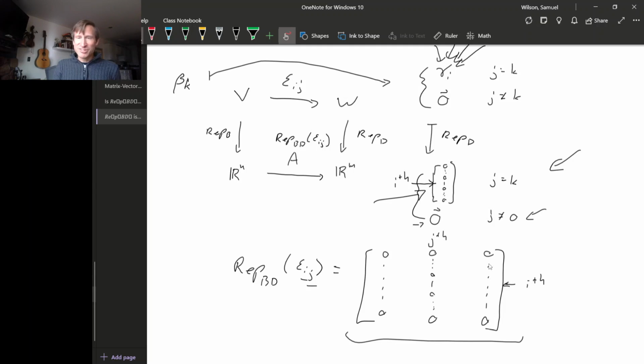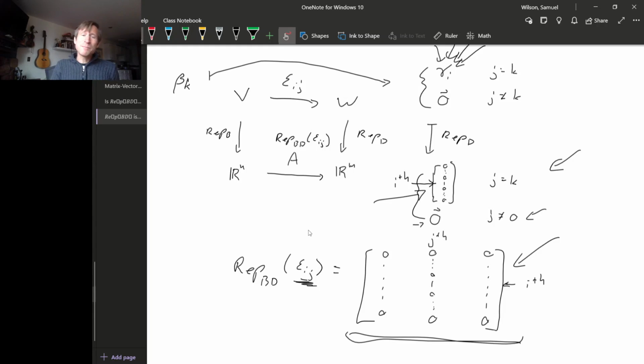And of course, as i and j vary over all possible combinations of rows and columns, these matrices form a basis. So you can see now that the epsilon ij's correspond to our usual basis for the space of matrices, M_mn.